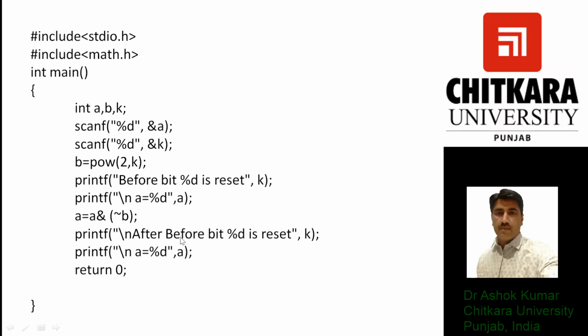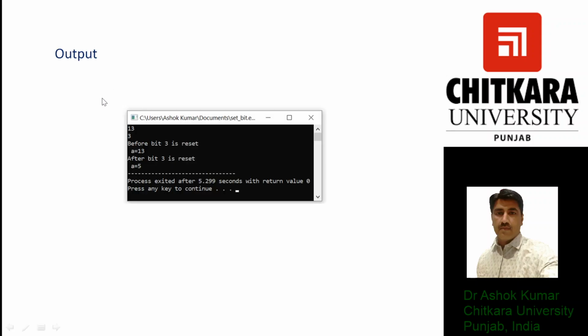After that we are going to print it through these two printf statements. So here is the result. When you execute this program, it will ask you to input two numbers. I have entered two numbers, 13 and 3. So 3 is the kth bit, the third bit I want to reset. After resetting the third bit of 13, I will get 5 as the result. So you can verify it.